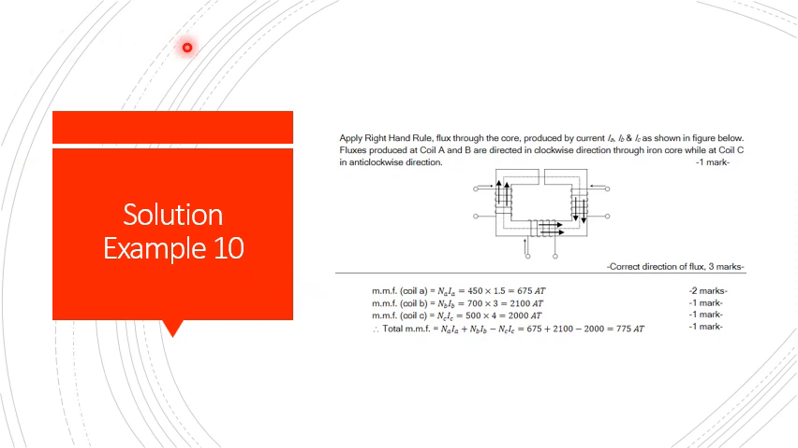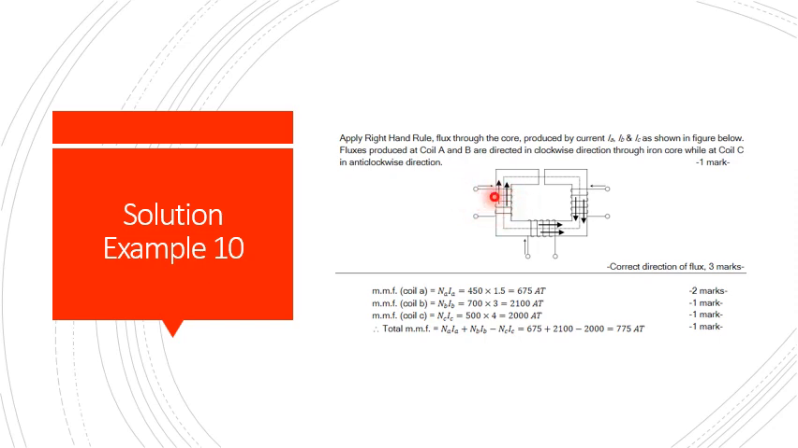So firstly, what you have to do is sketch. When the current flows in these coils, what is the direction of the flux? We can use the right hand rule to see the direction of the flux. For the first coil here, this is the first coil.